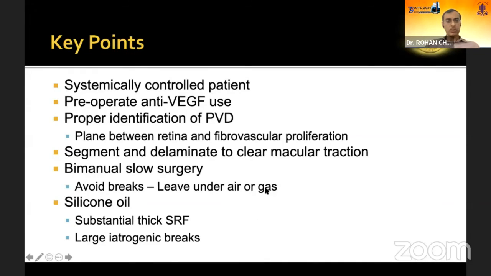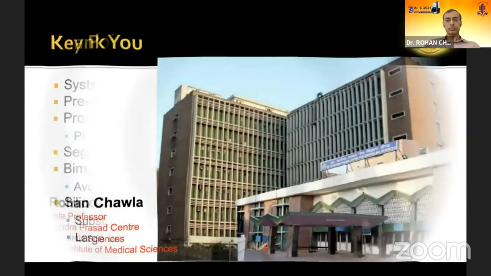Bimanual surgery and slow surgery help avoid gas. But yes, in certain cases, silicone oil definitely can be used, and it helps settle many of these retinas. But like all others have stressed, in diabetics, the best idea is very good systemic control so that the patient doesn't land up in such a situation at all. Thank you very much.